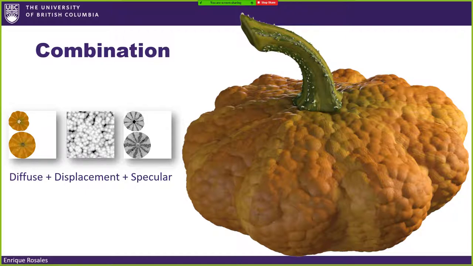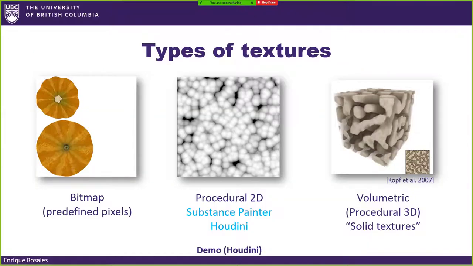Okay, so now let's talk about the types of textures. So again, I think we already discussed a little bit about this. We have, in general, three types of textures, and a lot of other very detailed different types, but in general, three. One is basically bitmaps, right? They're just created by predefined pixels. This can be just a photograph from your cell phone, or a texture that you can create in Photoshop or GIMP or any of those programs, right? So it's just a bitmap, okay?